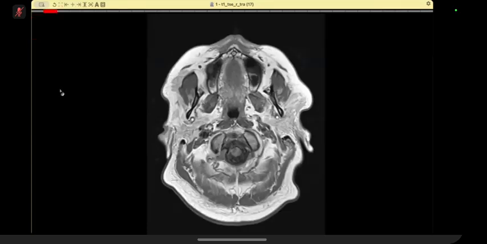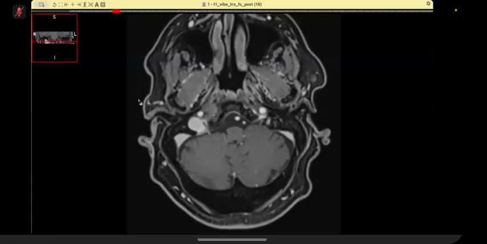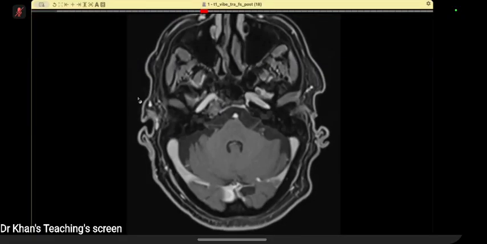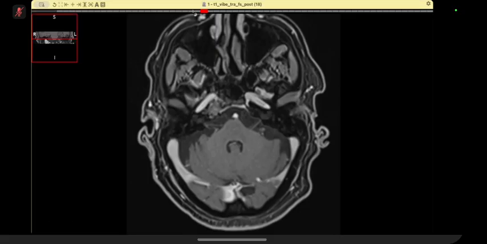Don't move your mouse. Okay, sir. I will see you when I am ready. So this is post contrast, sir. The lesion was intrinsically bright on T1 and I think it is showing slight post-contrast enhancement as well. Now you can move your mouse. See the lesion.